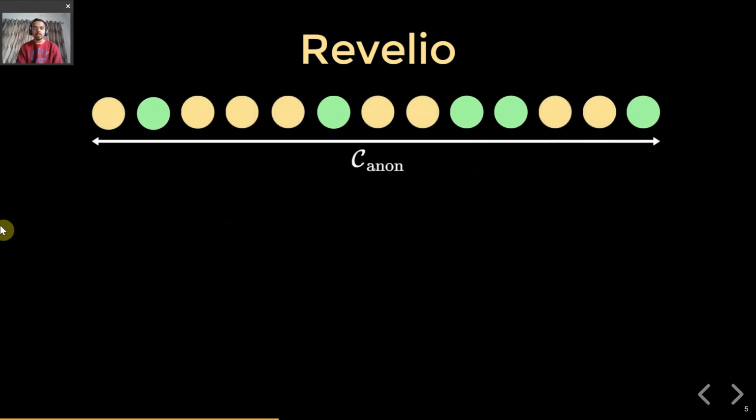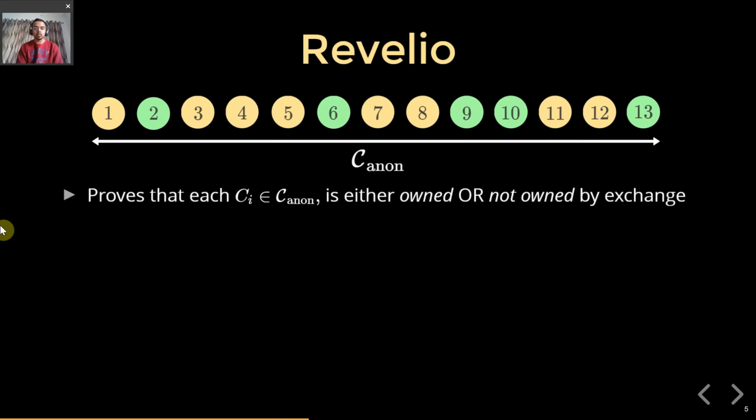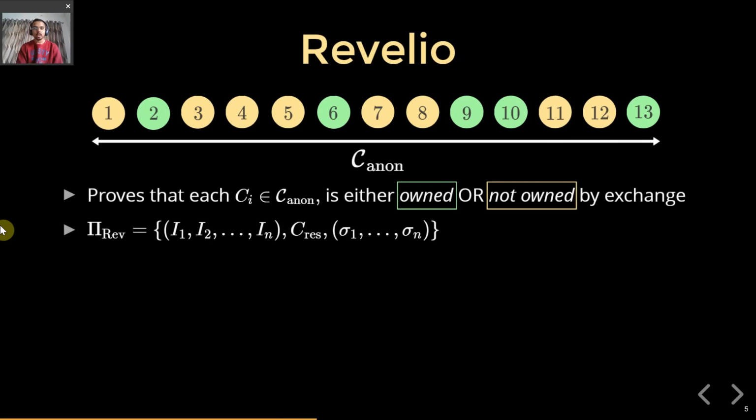The first step in construction of Revelio is to first construct an anonymity set where the green outputs are owned by the exchange and the orange outputs are some cover addresses. The exchange must prove that each output in the anonymity set is either owned by the exchange or it's not owned by the exchange. A Revelio proof looks something like this, where the first n elements are group elements which are tags, and we use these tags to detect collision between multiple exchanges.